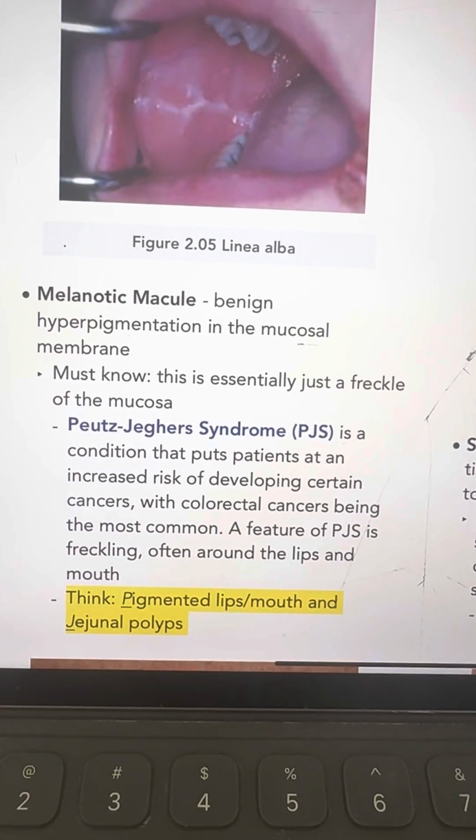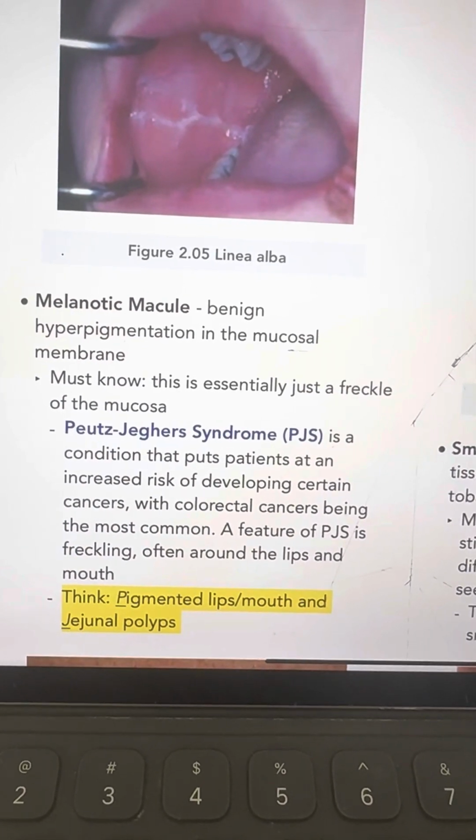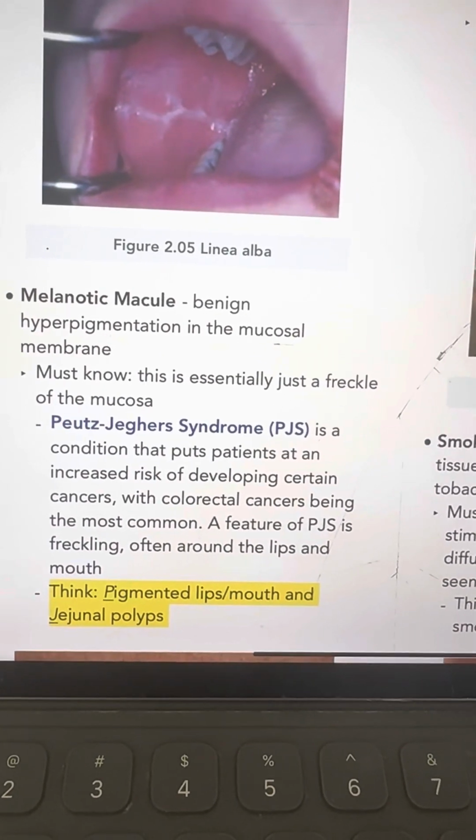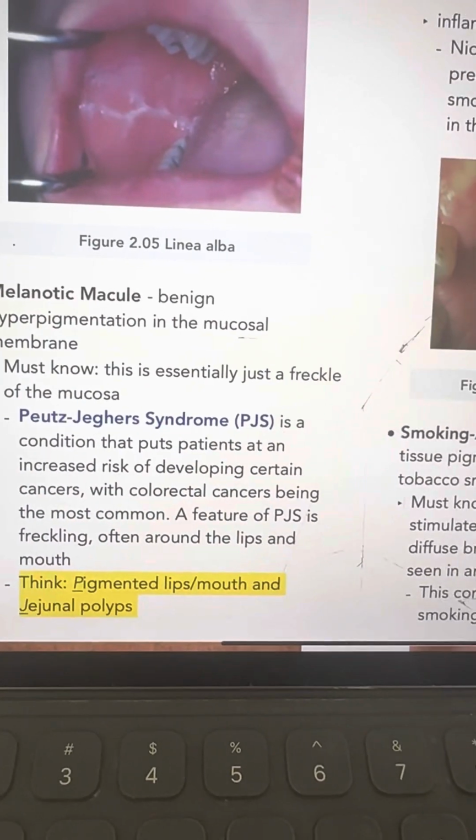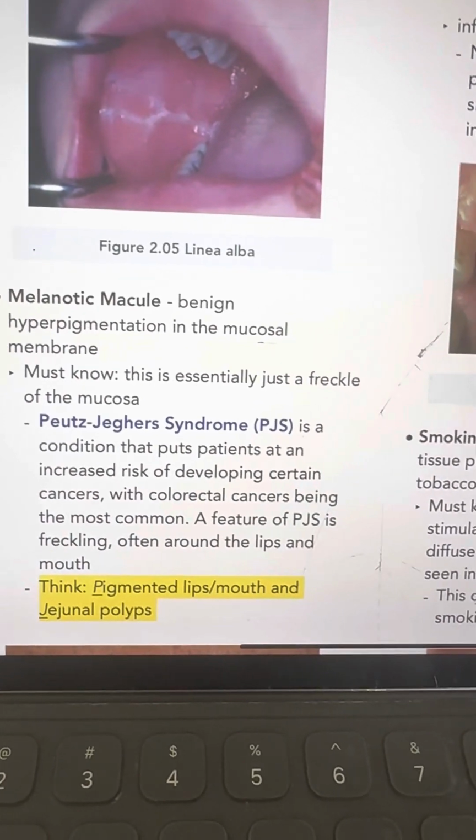Melanotic macule: benign hyperpigmentation in the mucosal membrane. Must know: this is essentially the freckle of the mucosa.